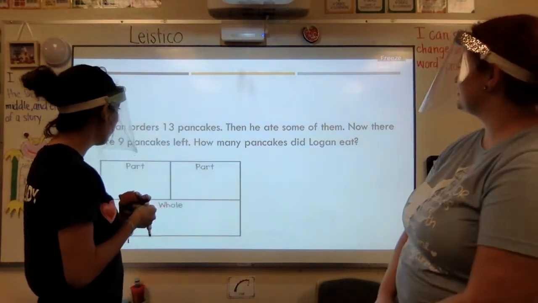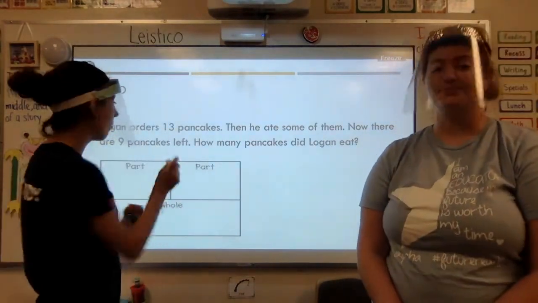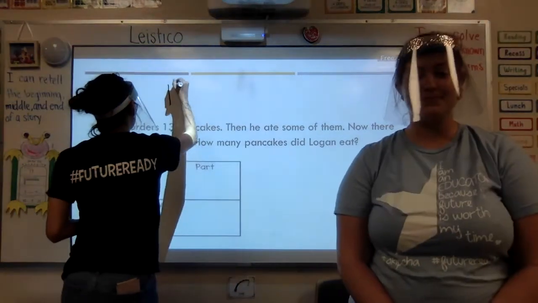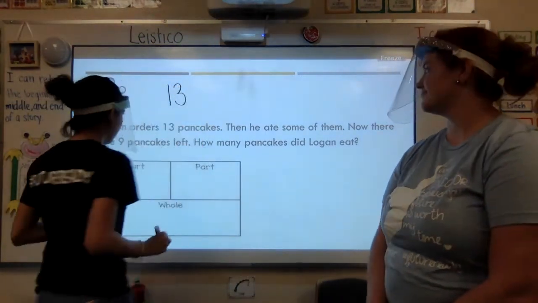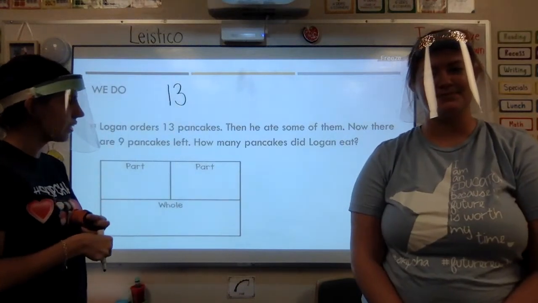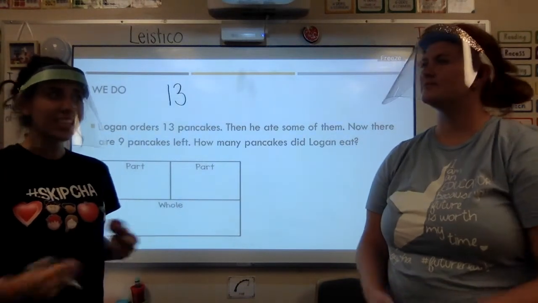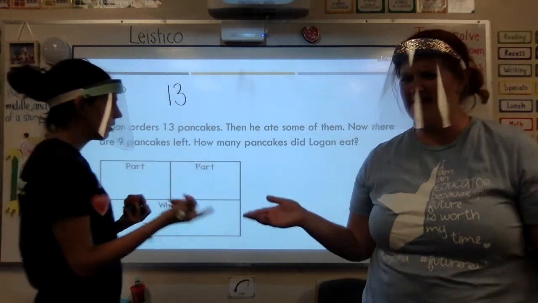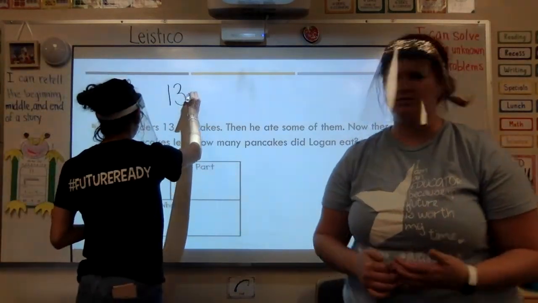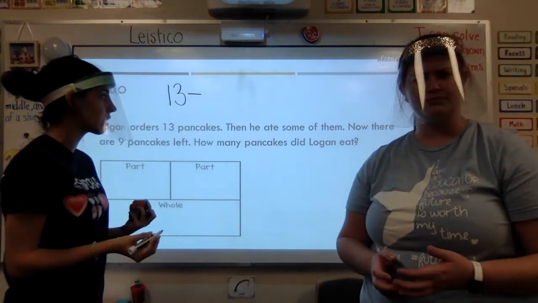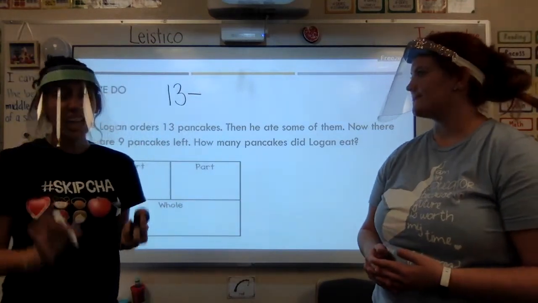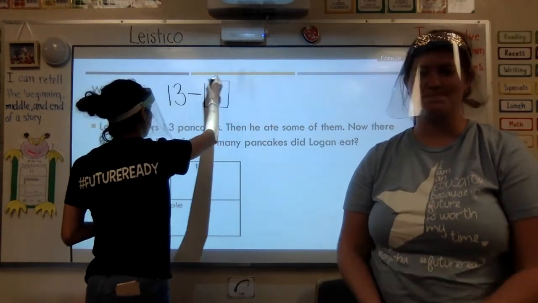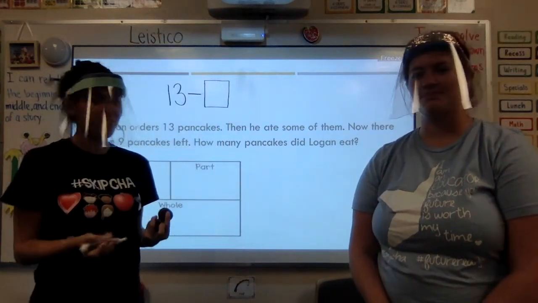Let's see. I know that my start would be Logan orders 13 pancakes. So that's how many he starts with. Then he ate some of them. Now, if he's eating them, then he's not getting more pancakes. And he doesn't have them anymore if he ate them. So he would be subtracting some. I remember that sum means our mystery box, so this is what we are trying to solve for.